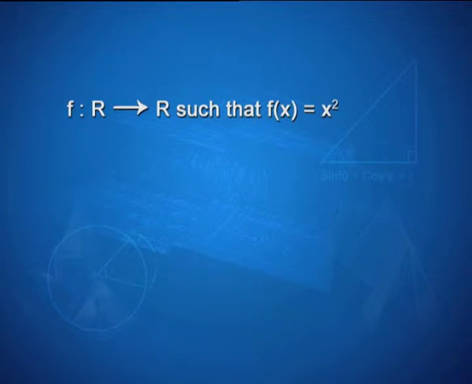Let us take another example. f is a function from real numbers to real numbers such that f(x) = x². We take f(−1), which is 1, and f(1) is also 1.